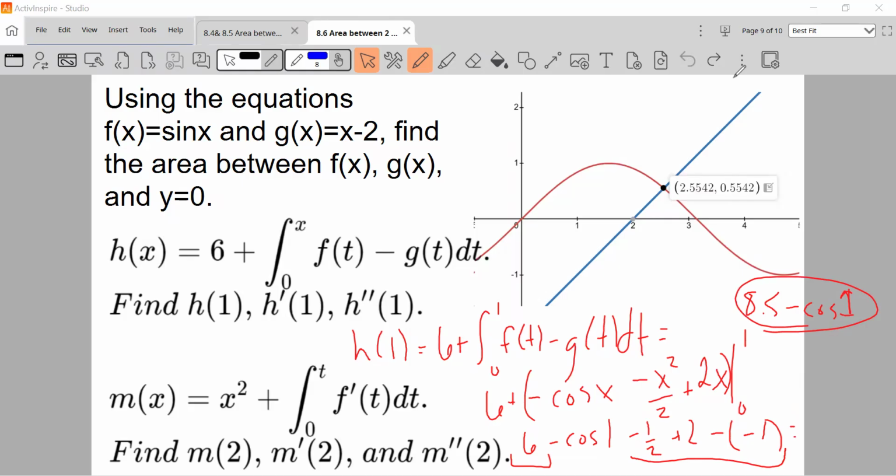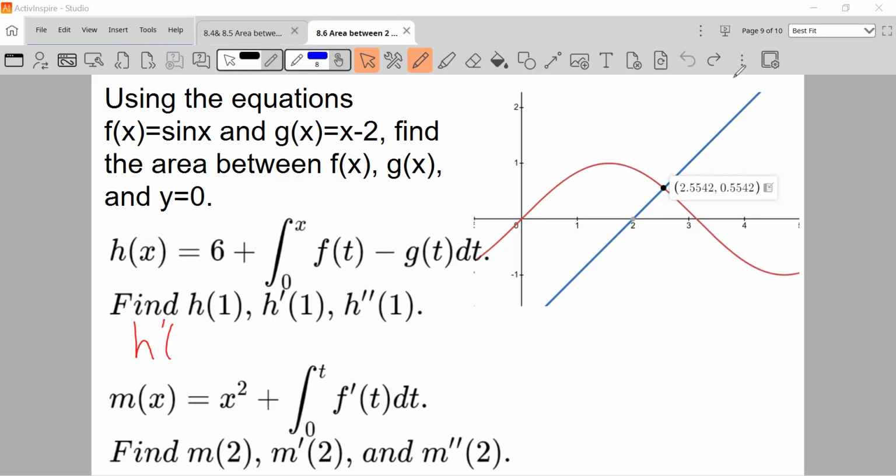H prime of 1 is actually a lot easier, though, right? So h prime of 1 is going to be the derivative of this integral. Now, the derivative of 6 is going to go to 0, and so we're just really doing the derivative of this integral. We have to worry about this bound and chain rule. Do we have to worry about it? In this case, not really, because the bound is just x.